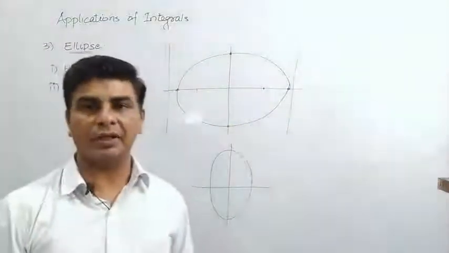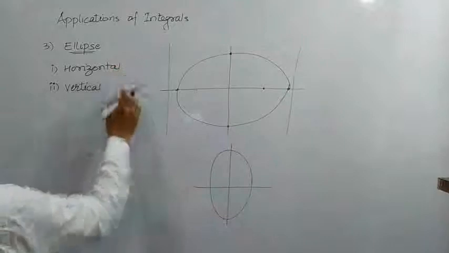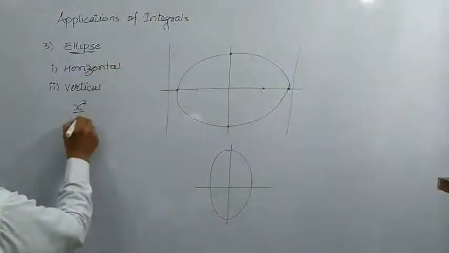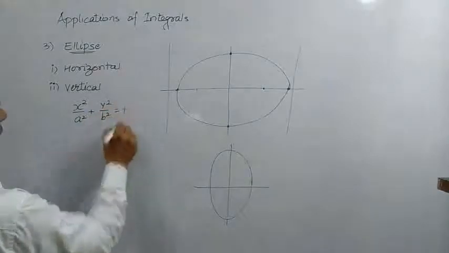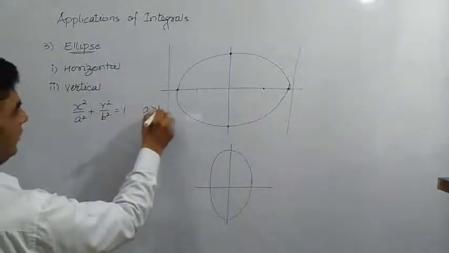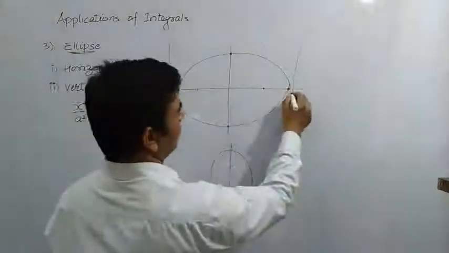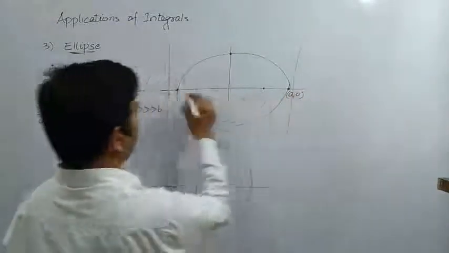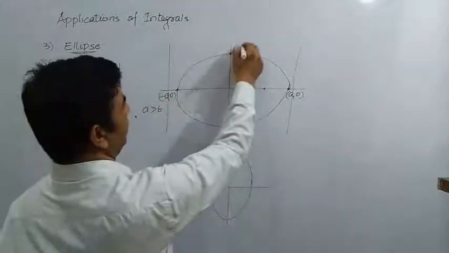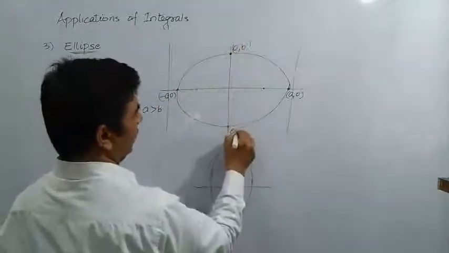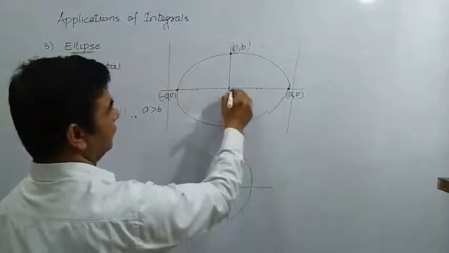Let's discuss the equation of the ellipse. The equation of the ellipse in case of horizontal is given by x square by a square plus y square by b square is equal to 1. It's necessary that a should be greater than b. This vertex is given by (a, 0). This is (minus a, 0). This is (0, b), and this is (0, minus b). The center will always be (0, 0).